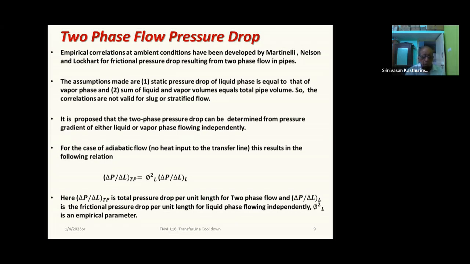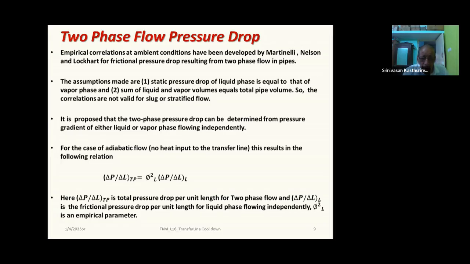So what is the formula for the pressure drop? Delta P by delta L for the two-phase flow is determined as phi square L multiplied by delta P by delta L for liquid flow, where L means for the liquid flow. That means the two-phase flow pressure drop per unit length is determined in terms of delta P by delta L of the liquid, which is the frictional pressure drop per unit length for the liquid phase flowing independently.